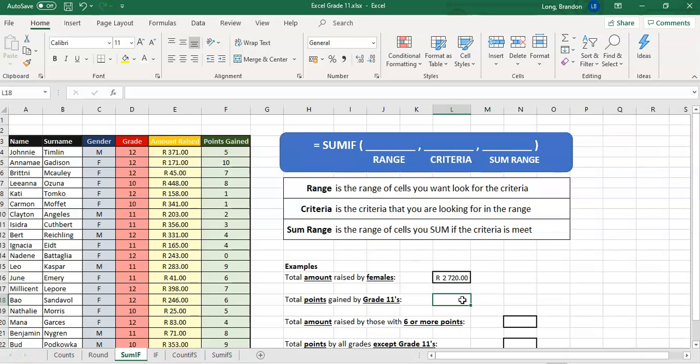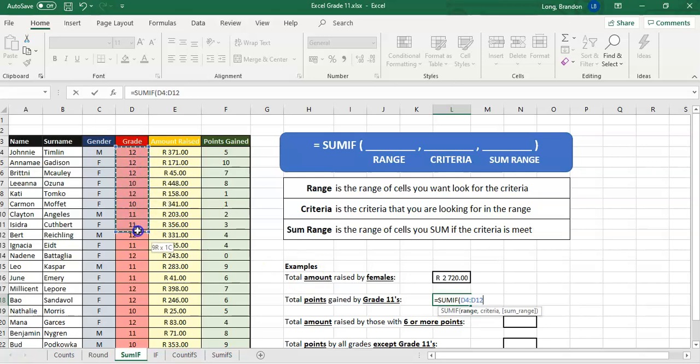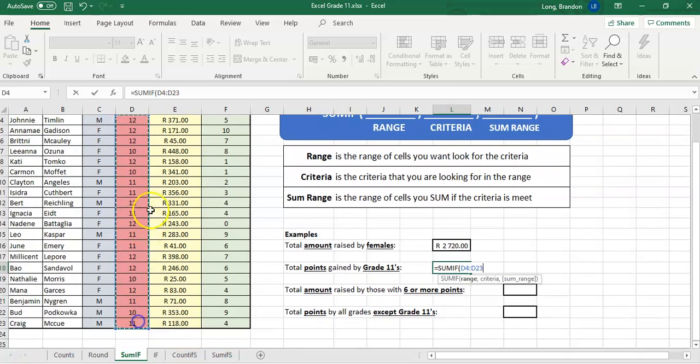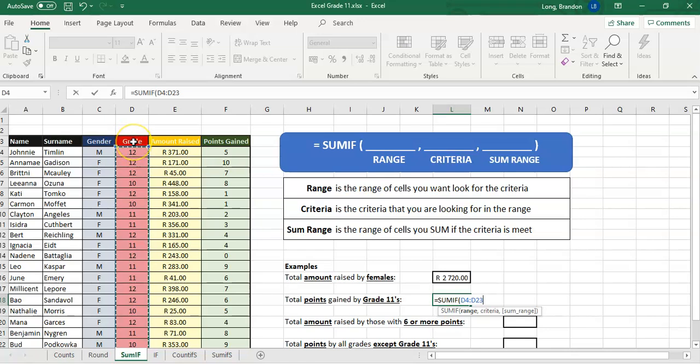Okay, so we're going to say equals SUMIF. Where are we looking first? We're looking for the grade 11s first. So we're going to look in this block here, the red column. Comma. What are we looking for in this column? We're looking for the grade 11s. How do you know if it's grade 11? It's an 11. But remember, our criteria must be in double quotes. So we're looking for an 11 in that block there.